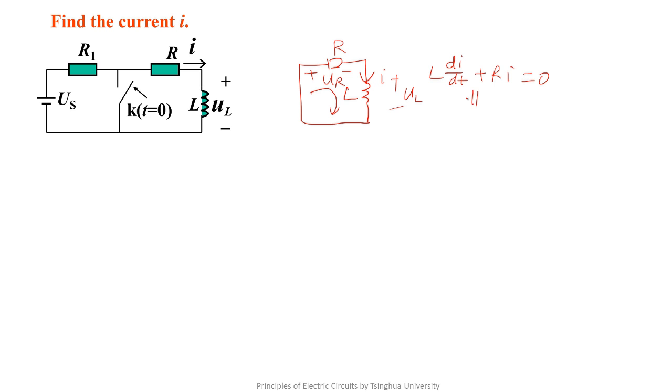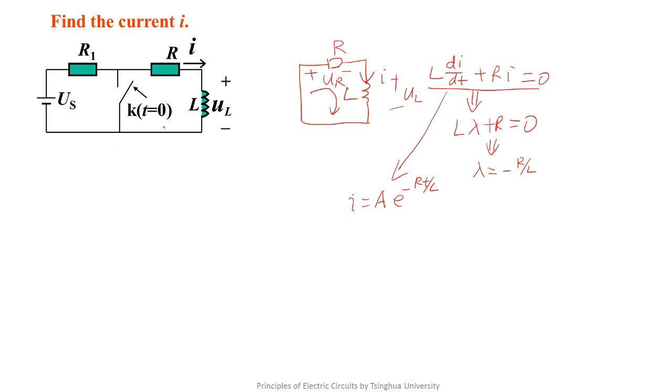Its characteristic equation is L lambda plus R equals 0. So lambda equals minus R over L. The general solution of this homogeneous equation is I equals A multiplied by e to the power minus Rt over L. Then we solve the initial value of I.